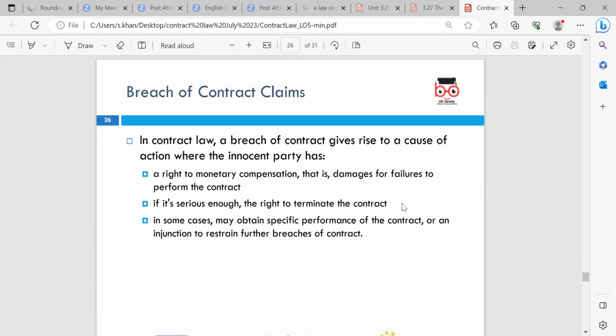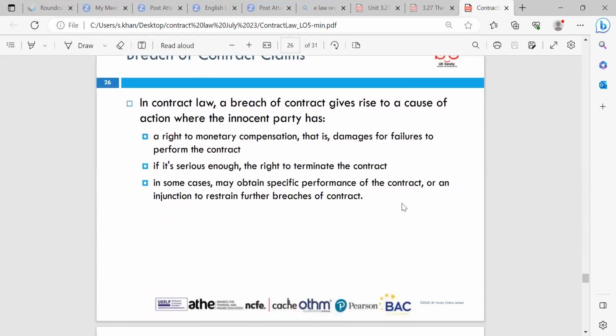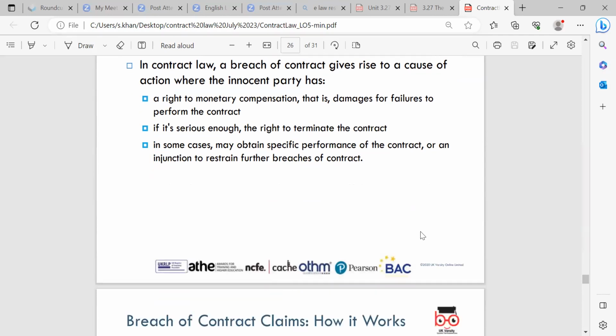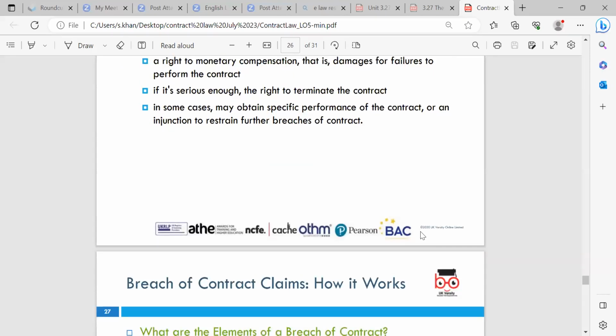Breach of contract claims. In contract law, a breach of contract gives rise to a cause of action where the innocent party has a right to monetary compensation, that is damages, for failures to perform the contract. If it is serious enough, there is the right to terminate the contract, and in some cases the party may obtain specific performance of the contract or an injunction to restrain further breaches of contract.